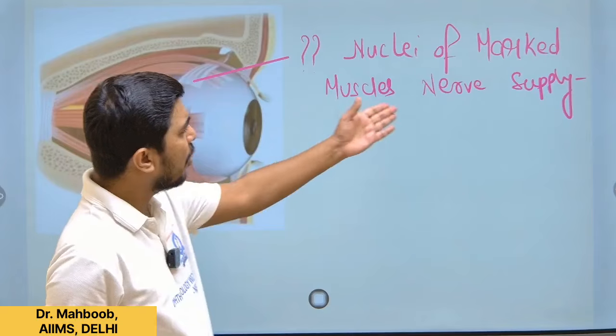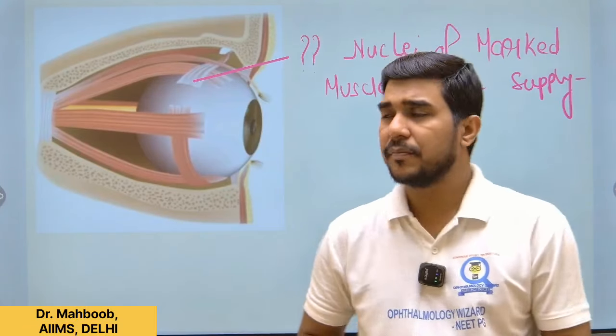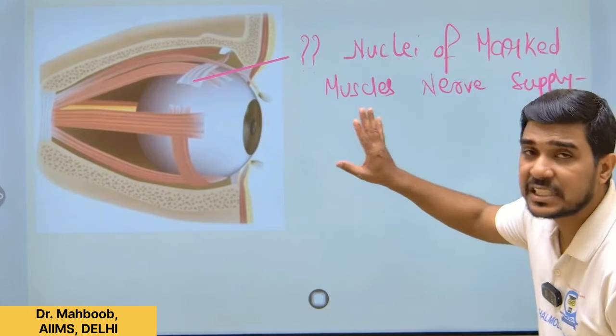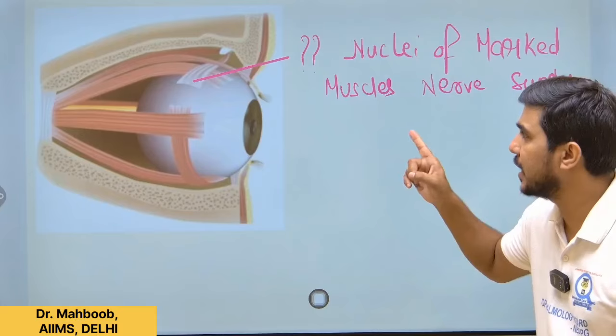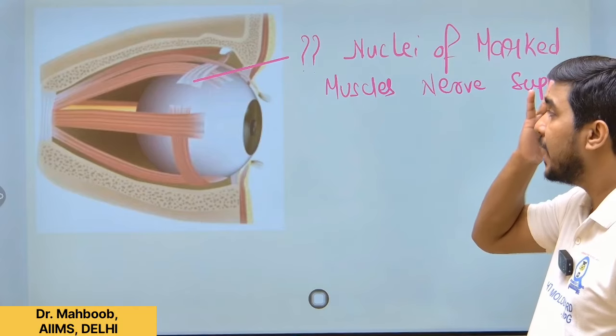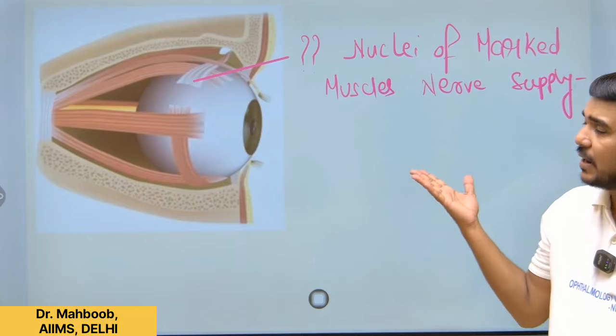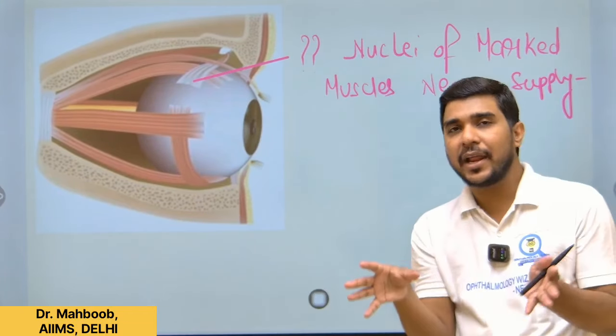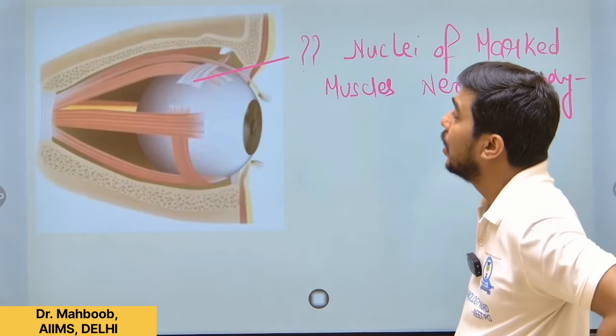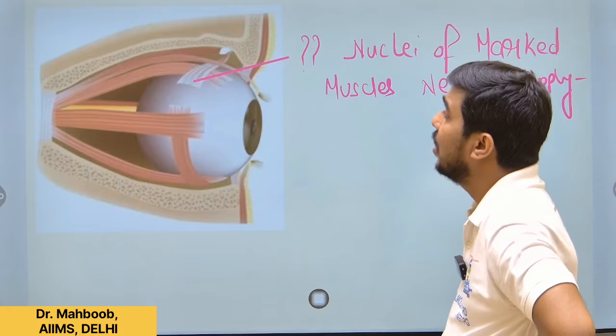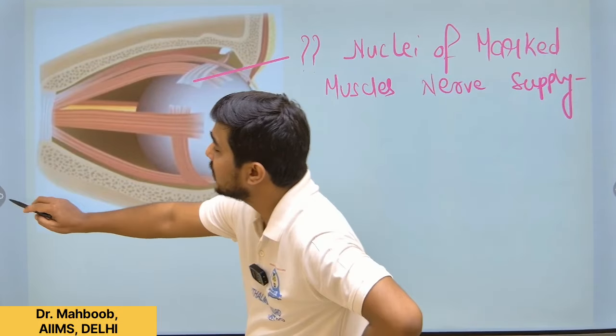Now, the nuclei and the nerve supply of the marked muscles. It is a schematic diagram. This is a schematic diagram. The idea is to make you understand why I am giving you this. They can give it like this. This is a very typical INICET type of question. But which muscles are being talked about?